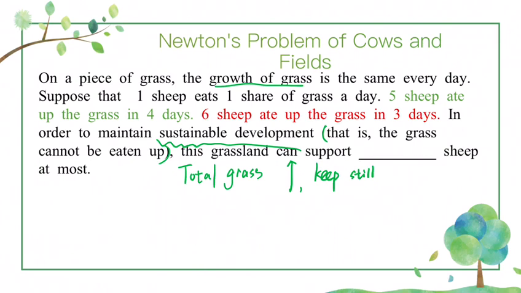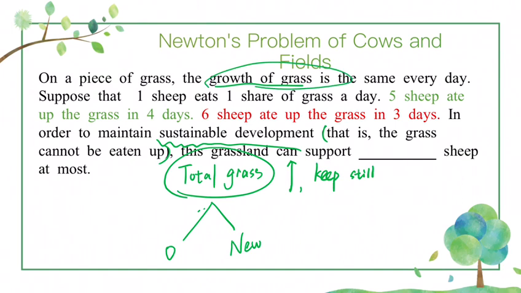And then you need to analysis. What is the total grass made of? The total grass is about the original grass and the new grass, right? The new grass, do you know the growth rate? No. So this is the thing you need to calculate, right? Because now we don't know how many shears of new grass will be grown every day. So that's the thing we need to calculate. Very important. Okay, how can you calculate?